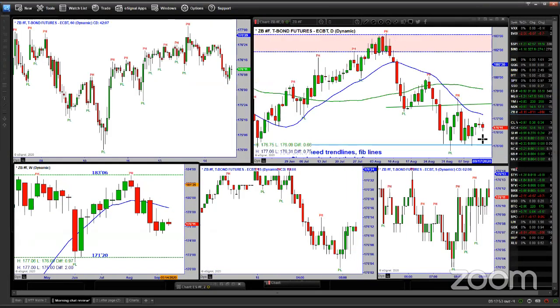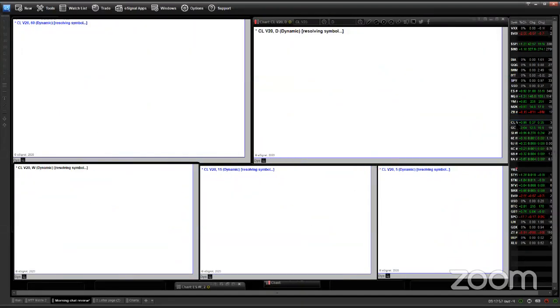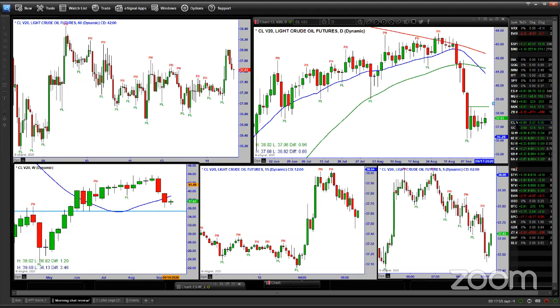Bonds down, of course. Equities are up, but just slopping around, going nowhere. And crude oil. Looked at this yesterday. Nothing's changed. Just slopping back and forth. Maybe it's got to come down here.